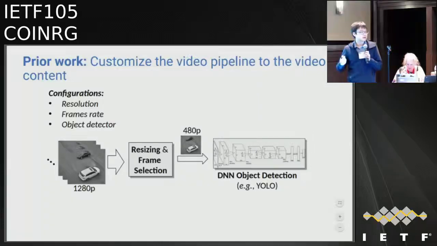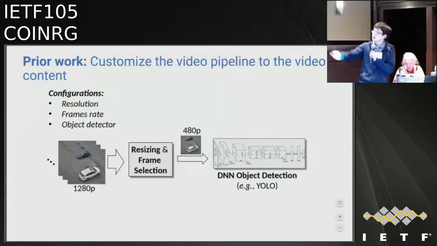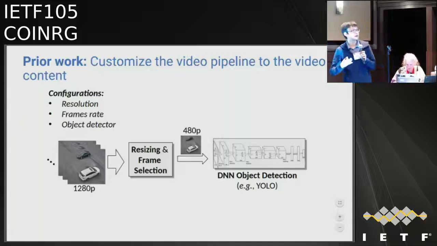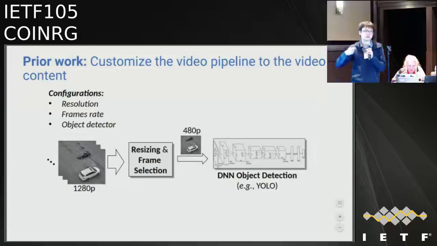So why is this possible? Well, imagine this is one of the very typical video analytics pipelines out there, and there are not a lot of configuration knobs that you can tune. The frames of a video get fed into this module in the middle that resizes the video, then selects which frames to sample, and then it gets fed into this neural network object detection software. So you can see there are a bunch of knobs you can tune: the resolution, the frame rate, and even which neural network object detection model to use. People have been trying to exploit these knobs to customize the pipeline to the video content.